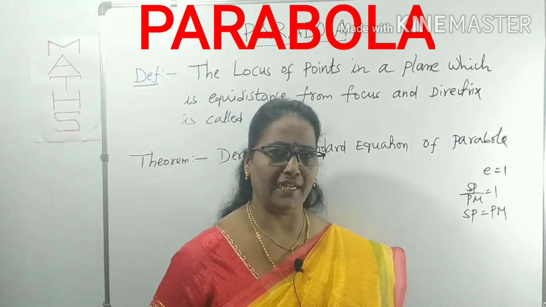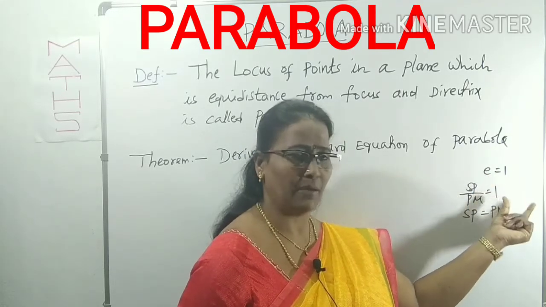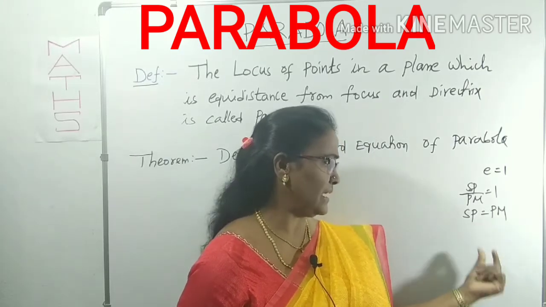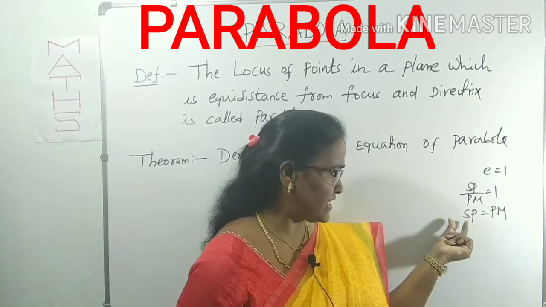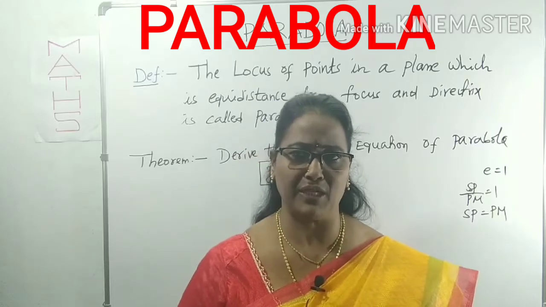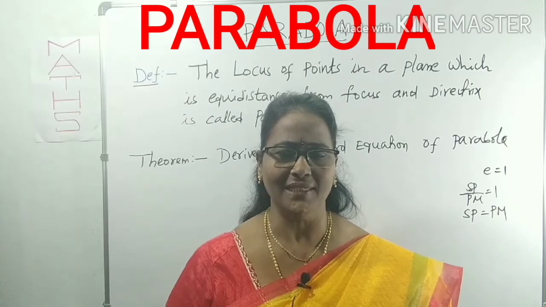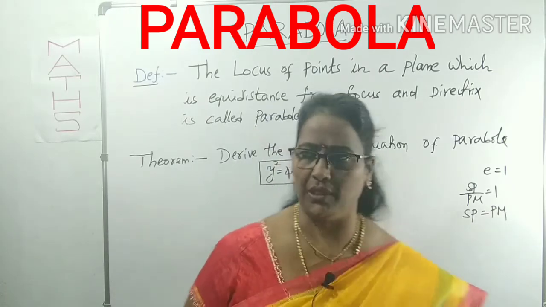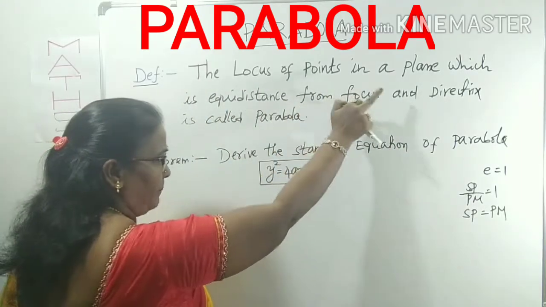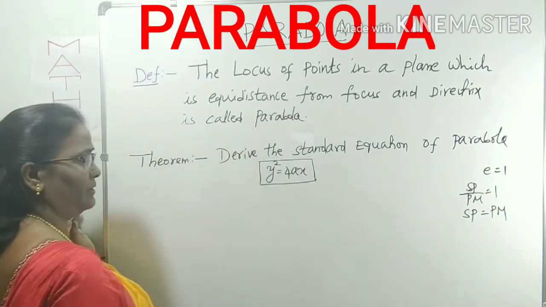Now you can easily understand when the conic becomes a parabola. I said if e is equal to 1, the conic becomes a parabola. Then the conic equation becomes SP is equal to PM. Indirectly, the locus of the point which is equidistant from the focus and directrix represents a parabola. Now, what is the definition of a parabola? The set of points in a plane which are equidistant from the focus and directrix. This distance is equal. That is how to know the definition of a parabola. The locus of points in a plane which is equidistant from the focus and directrix is called a parabola.